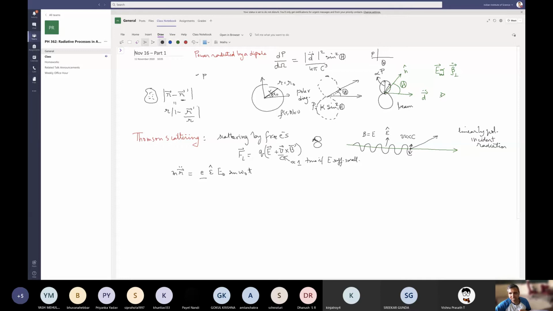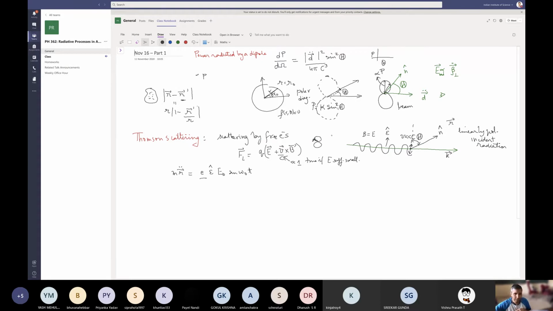So if you consider this n hat, this is n hat, this is k. So k is the direction of the incident wave, n hat is the direction of the scattered wave, and this is basically the angle capital theta that we have been using. This angle capital theta is between the acceleration direction and the direction of observation. This is your R, this is from where you're observing.